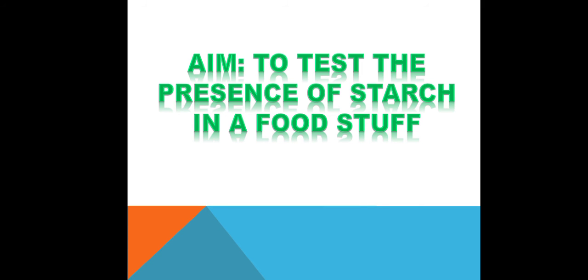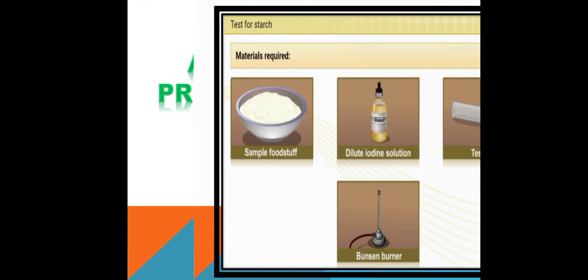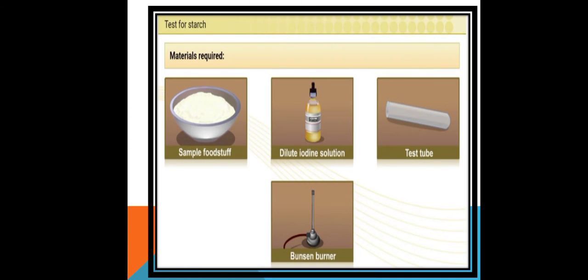Next, test for starch. Aim: to test the presence of starch in a foodstuff. What are the food items that contain starch? All the plant products: rice, wheat, maize, potato. These are some of the food items that contain starch. What are the materials? Sample foodstuff, dilute iodine solution, test tube, Bunsen burner.